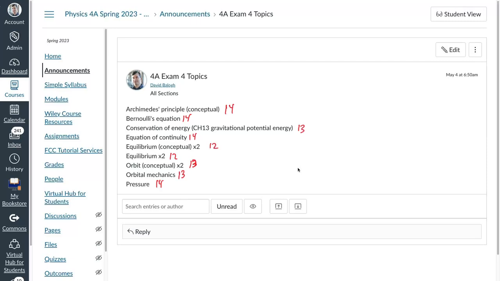All right, and then there's two equilibrium conceptual questions. What possible things could I ask about conceptually with equilibrium? Equilibrium just says that the sum of the forces is zero and the sum of the torques is zero. So be prepared for me to give you some pictures. Is this object in equilibrium? Like if I give you a free body diagram, I ask you, is it in equilibrium, yes or no? And if not, fix it, right?